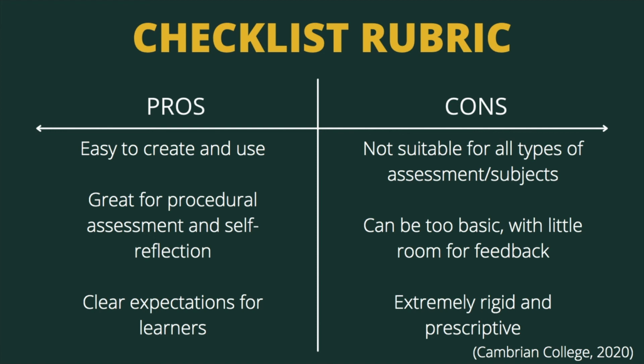This is an incredibly easy rubric to create and use. If you know the steps of a procedure, you just simply list them, and then you have the pass-fail columns to the right. This is actually great for procedural assessments and self-reflection. So while this rubric might not count for a final grade, you can actually use it for student self-reflection. And finally, this rubric gives incredibly clear expectations for learners. They know exactly what they're going to have to do to get a good grade or pass an assessment.